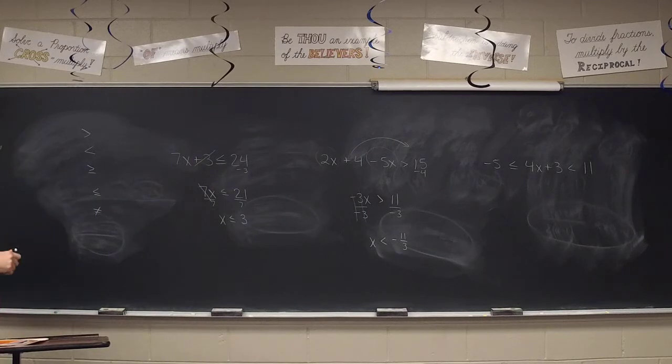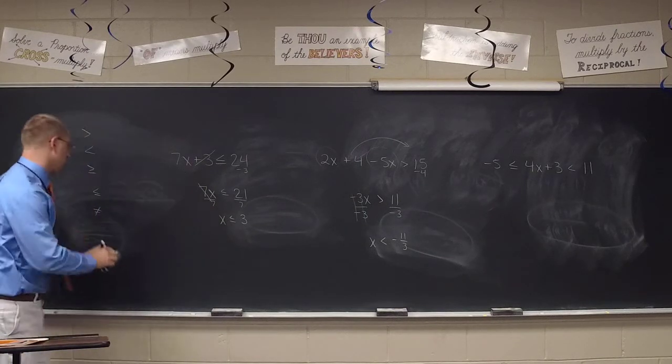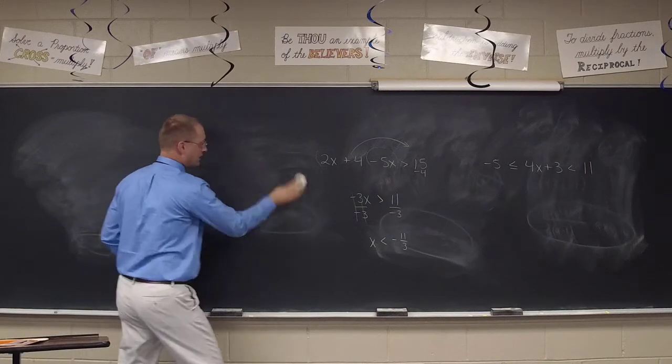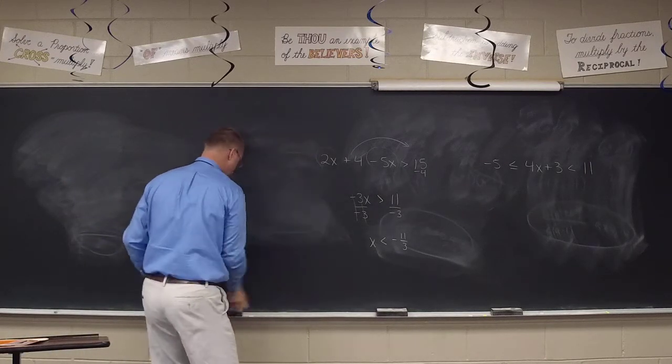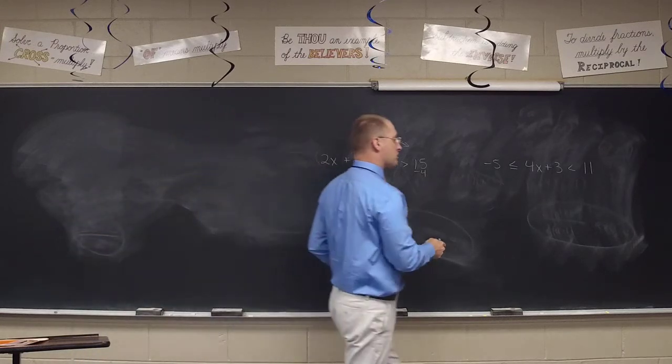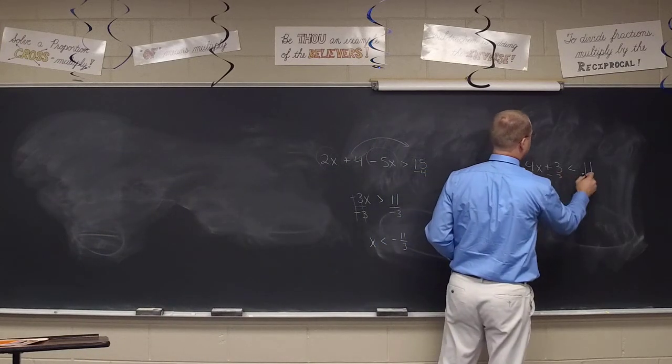What kind of inequality is this? Compound. Compound inequality, very good. And for a compound inequality, again, we still just solve it like an equation. I'm trying to get the x by itself, class. So first we're going to subtract 3 from everything, right?